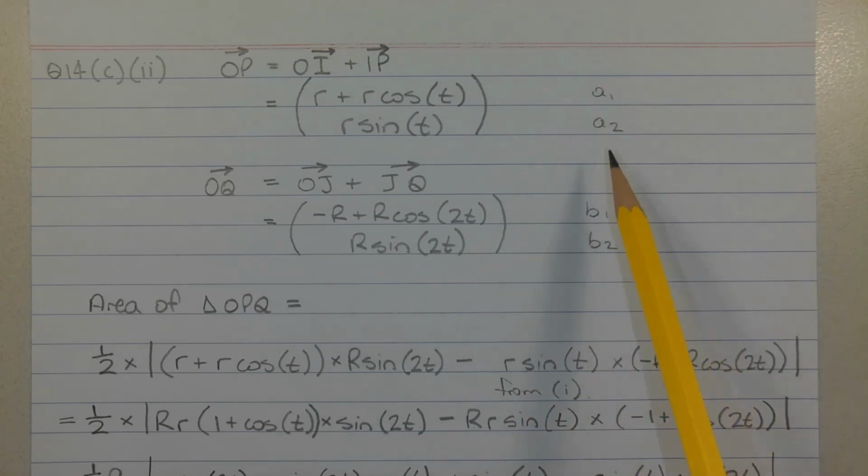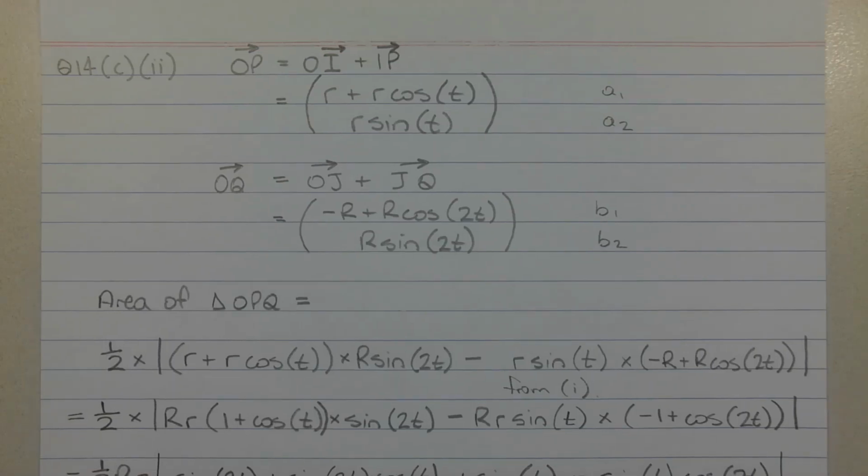And the reason why I've labeled them like this is because we need to use the result from part one to help us come up with an expression for the area of triangle OPQ. Using the result from part one, the area of triangle OPQ is equal to half times the magnitude of A1B2 minus A2B1. So that's equal to half times the magnitude of (r plus r cos t) in brackets times capital R sin 2t minus r sin t times (negative capital R plus capital R cos 2t) in brackets.